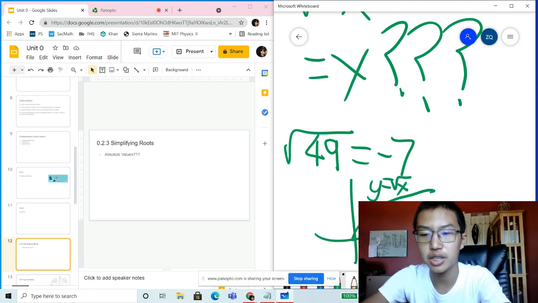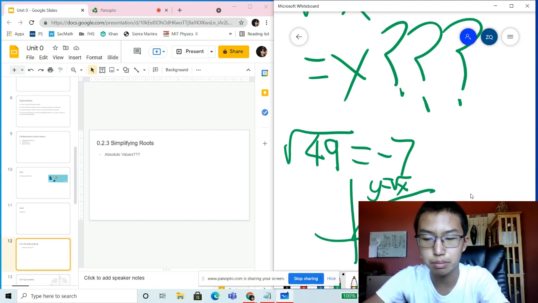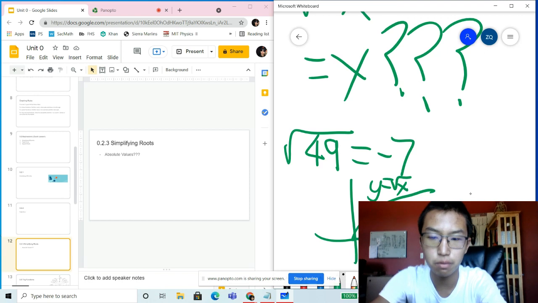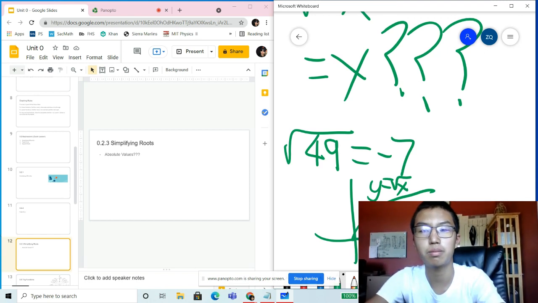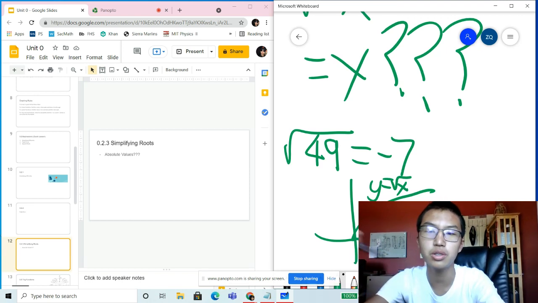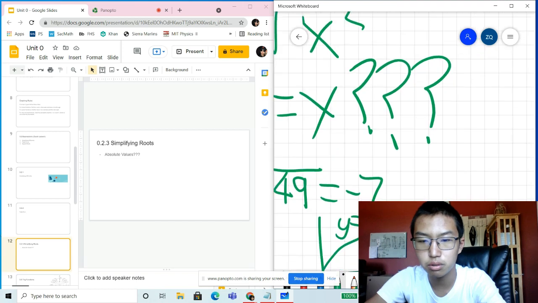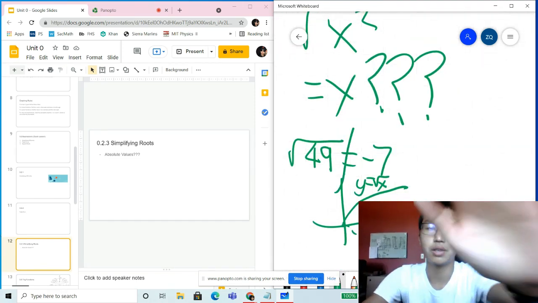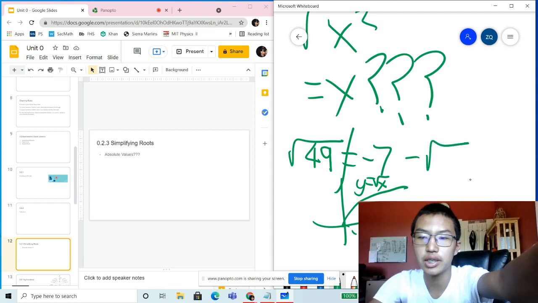Meaning y cannot be negative. And that is because we wanted to make the root function a function. Because if the dotted line was part of the graph, we wouldn't call it a function, because it would fail the vertical line test. So square root of 49 is not -7. If you want -7, you have to take the negative square root of 49 to get -7.